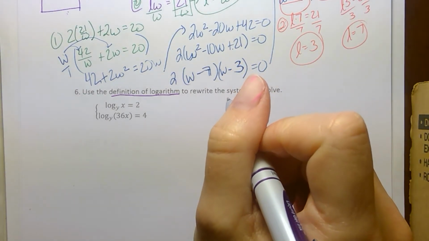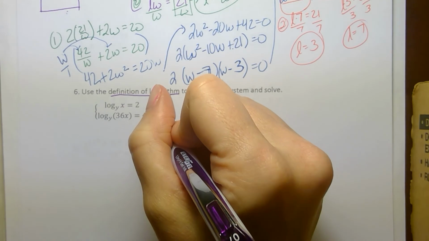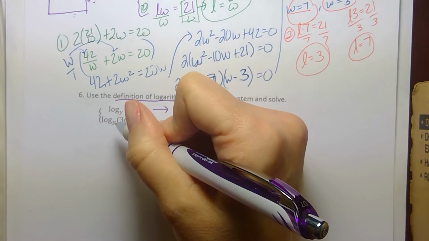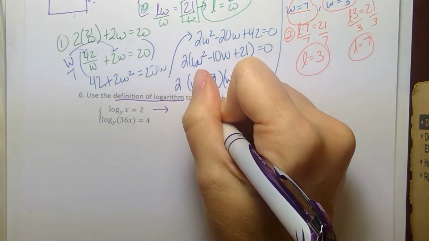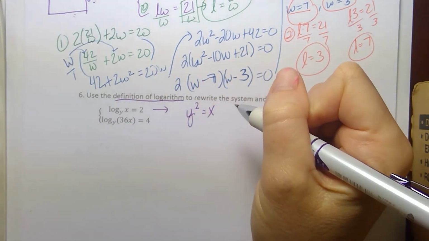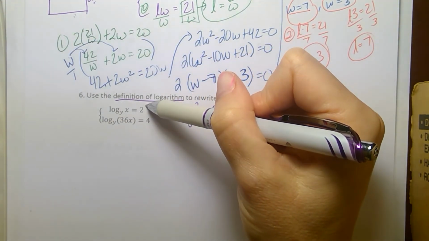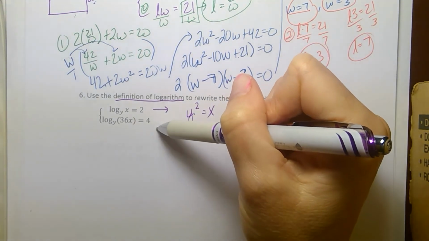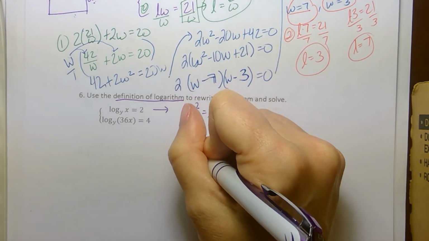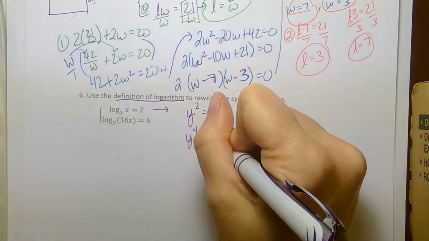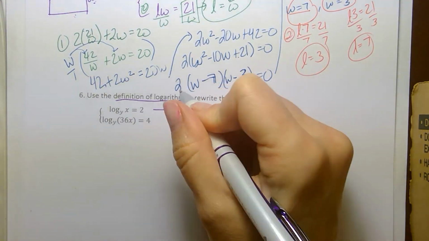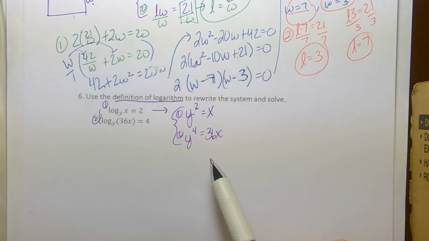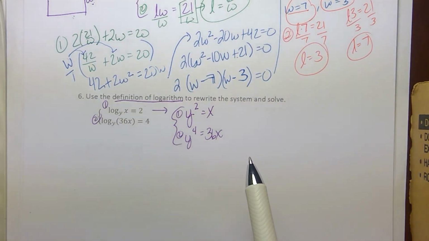The definition of logarithm tells me that any log equation can be rewritten in exponential form. So I'm going to take my first equation and write it in exponential form. My base is y. The answer to the logarithm is the exponent, and that's equal to the argument. So this first equation, log base y of x equals 2, is the same thing as y squared equals x. My second equation, I'm going to do the same thing too. The second equation is y to the fourth equals 36x, and that's my system.